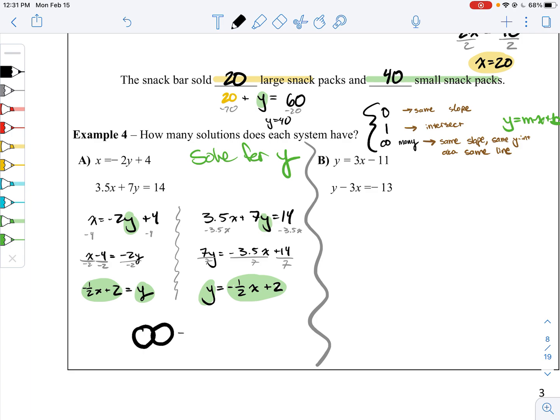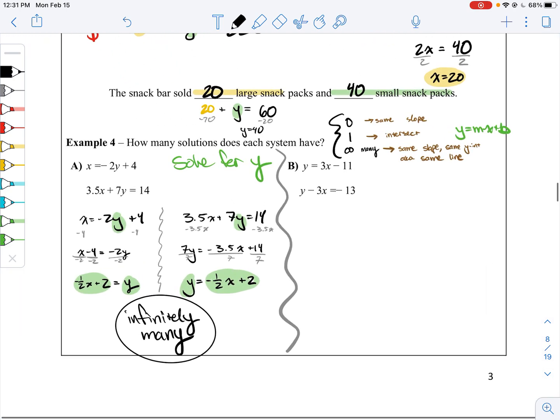That's infinity. So this is infinitely many solutions, because the graphs representing these equations are the same line.